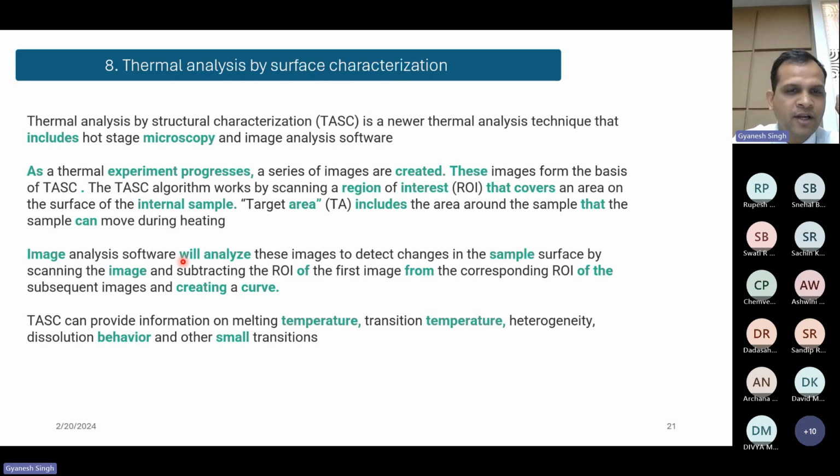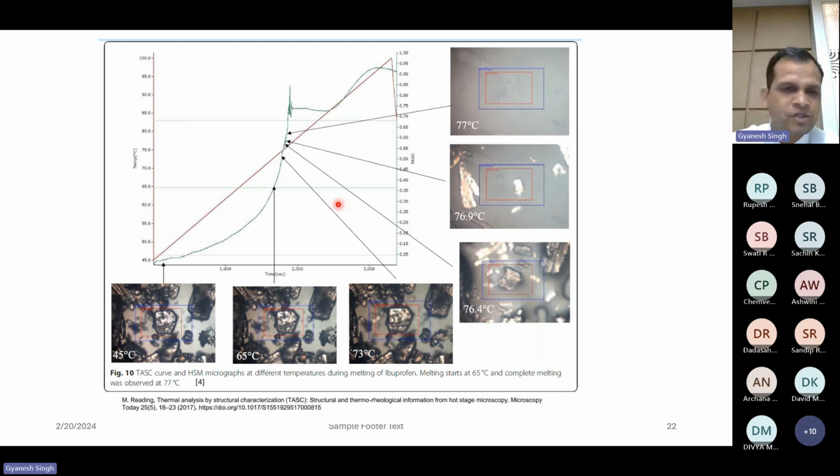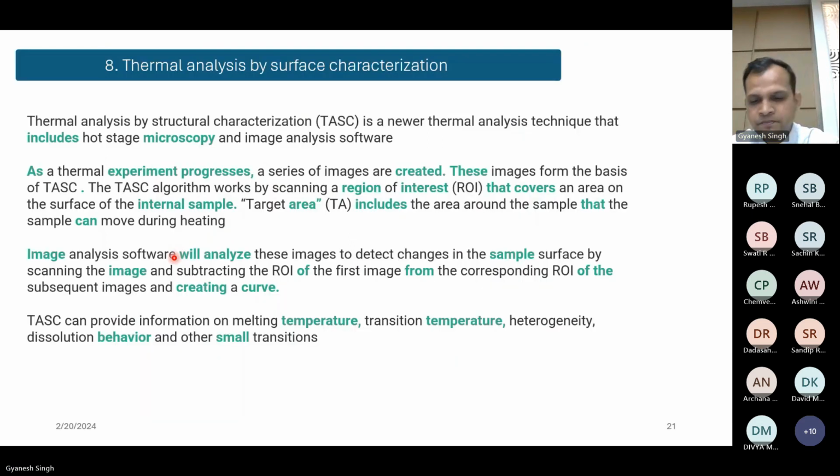Image analysis software will analyze these images to detect changes in the sample surface by scanning the image and subtracting the ROI of the first image. This is also a reference, a standard paper studied; this is an article I thought to include. You can see in this first image the entire particle is there. Every image will be compared with the first image: the first image, second, third, fourth, fifth. So it compares every image and creates a graph like this.